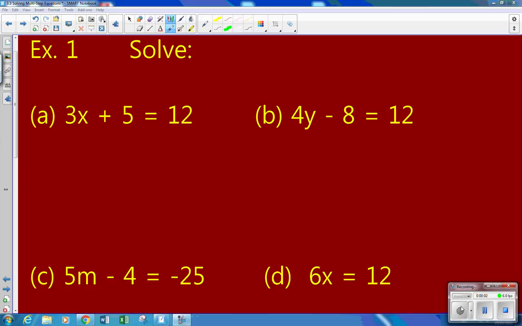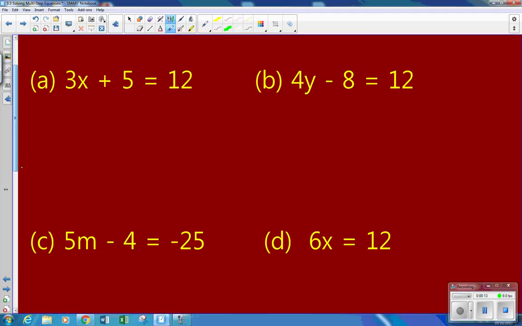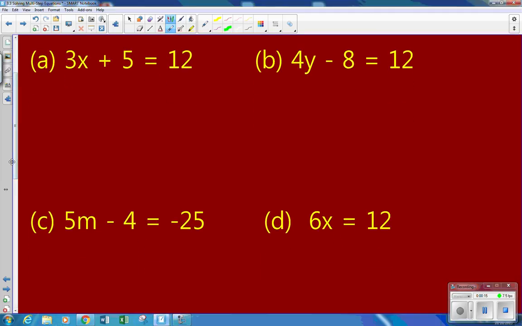Okay, these are called multi-step or one-step equations. We're just solving for the variable here, the letter. Letter is what a variable is. All right, and if we look at A, what we're going to do is the opposite of what everything says. So let me read this.